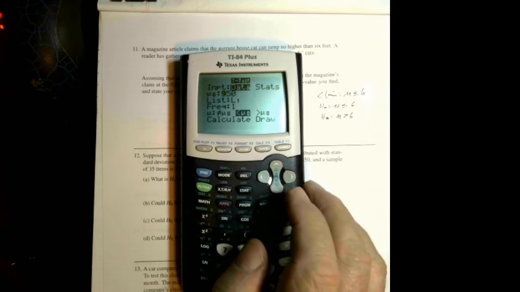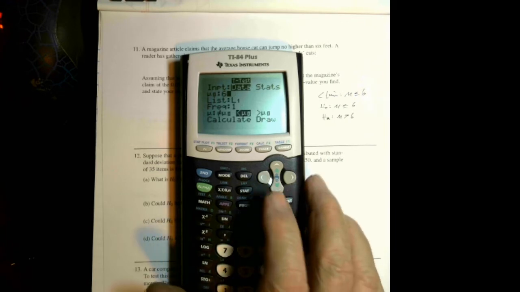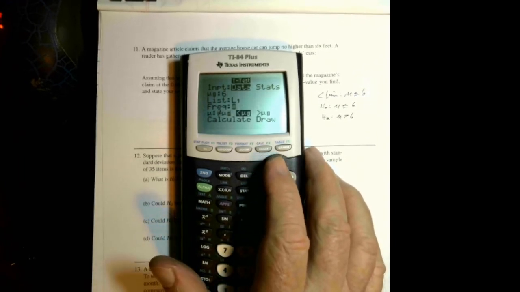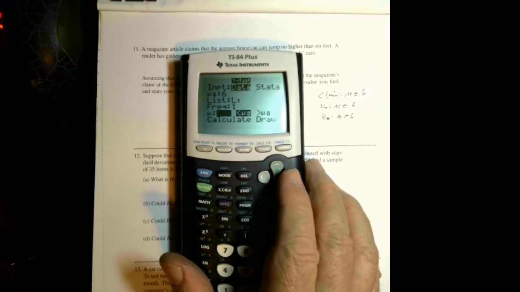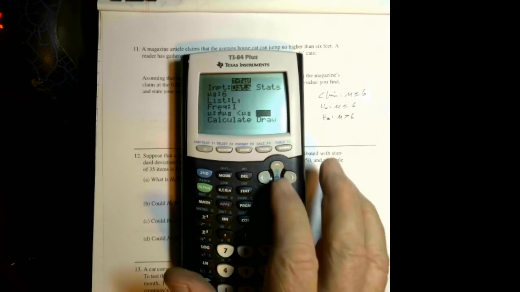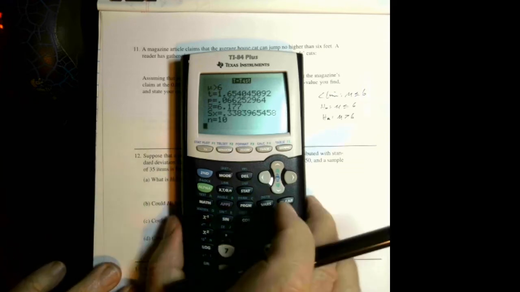So all you have to do here is put in mu naught, which in this case is 6, and then go down here and choose the alternative hypothesis. As always, leave list to L1 and freq to 1. Now what's the alternative hypothesis? We said it is mu greater than mu naught, so there we'll choose that one. Then we'll go down to calculate and hit enter. All right, so we got a p-value here of about 0.066.